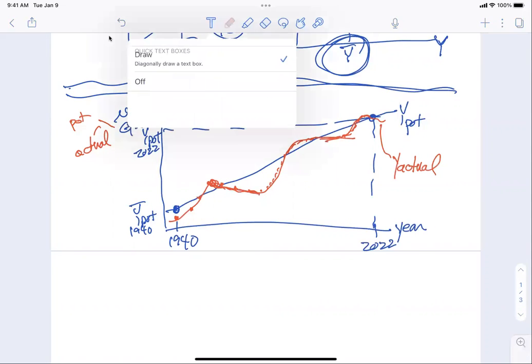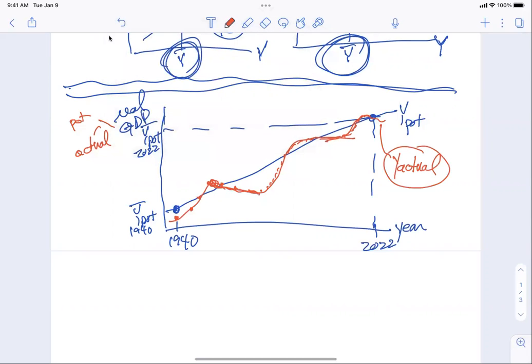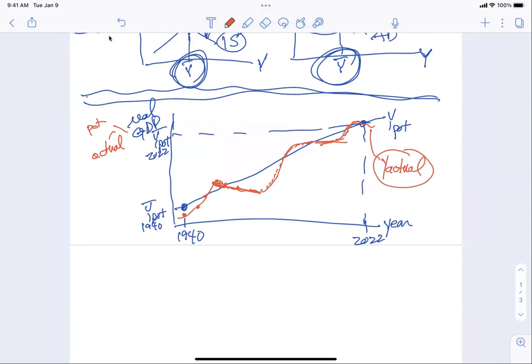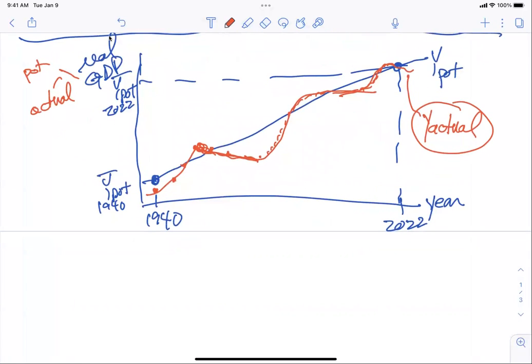Actual GDP in the orange. If it's turning down, going down from year to year, what do we call that? Recession. It's a recession. And when it's going up, what do we call that? Expansion. It's a business cycle expansion.